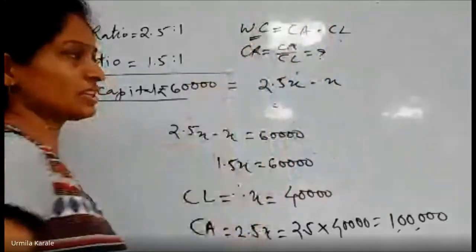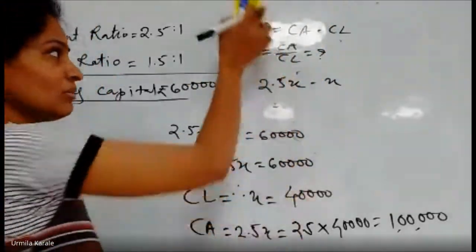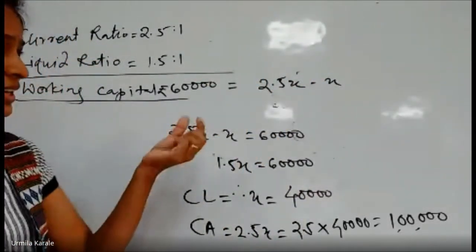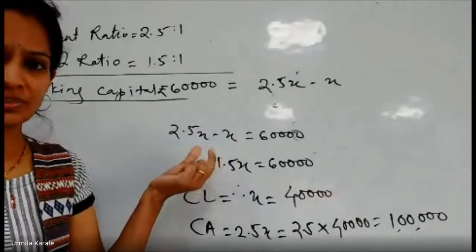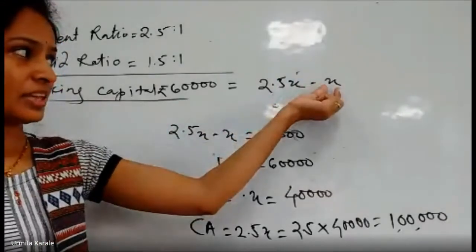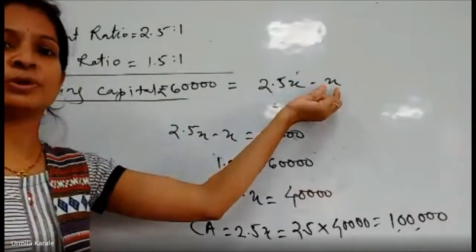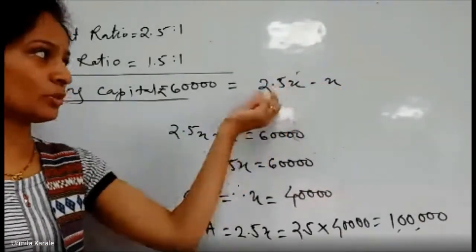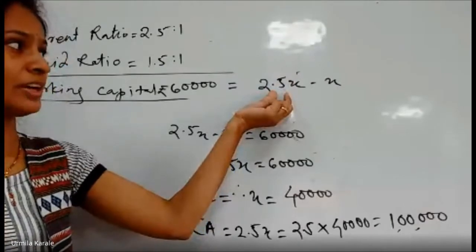So just by thinking about what can be done, we have developed one mathematical equation. Current liability first of all we have considered as X, then current assets are 2.5 times more, so that becomes 2.5x. It is 2.5 times more.